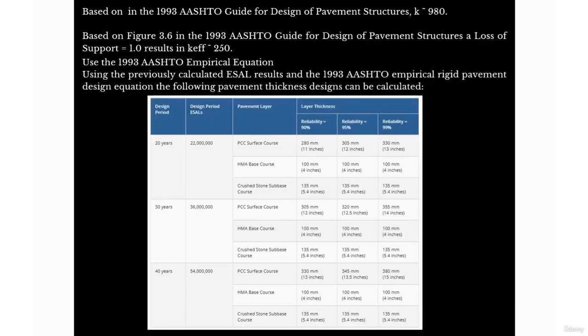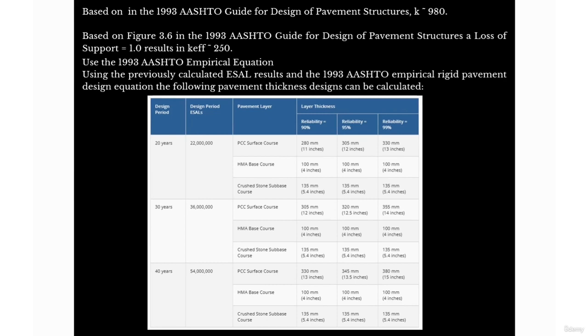So based on the results from the AASHTO guide, right? Based on figure 3.6 from the guide, the pavement structural loss of support of 1.0, the K coefficient is 250. Like I said, I expect you guys to have the guide, or at least to have access to the guide because it's there online. Use the 1993 AASHTO empirical equation. Using these previously calculated ESAL results and the 1993 AASHTO empirical rigid pavement design equations, the following.